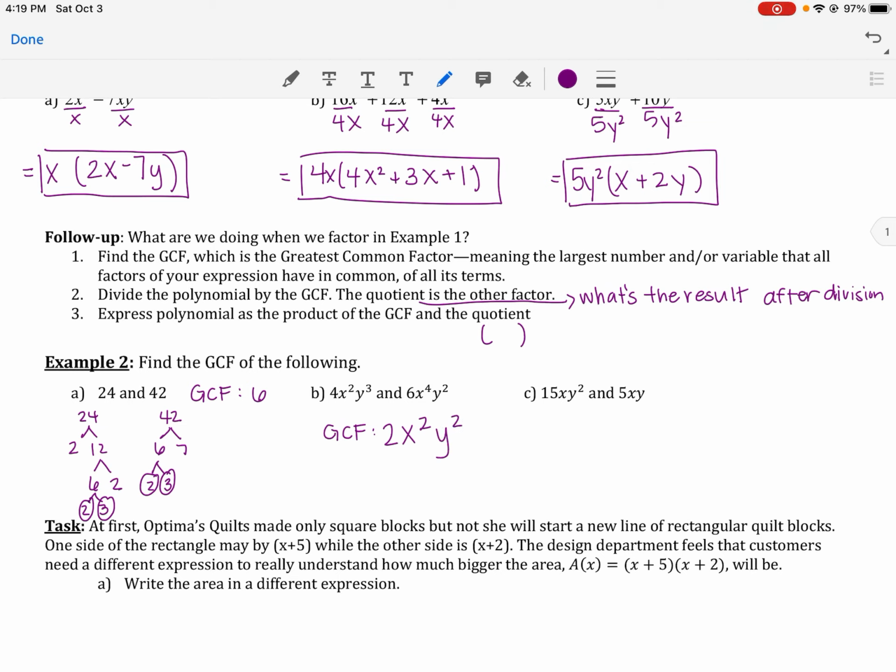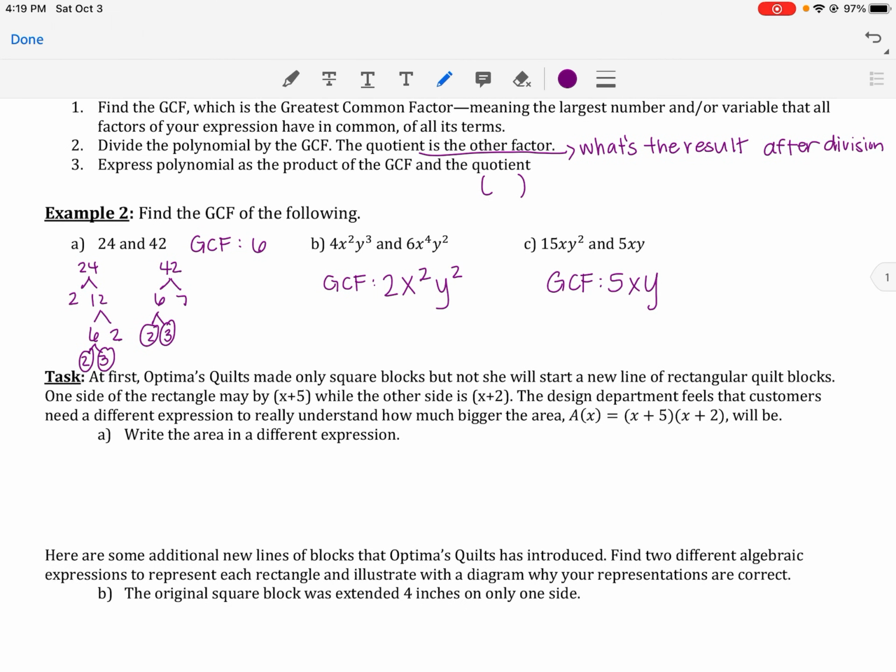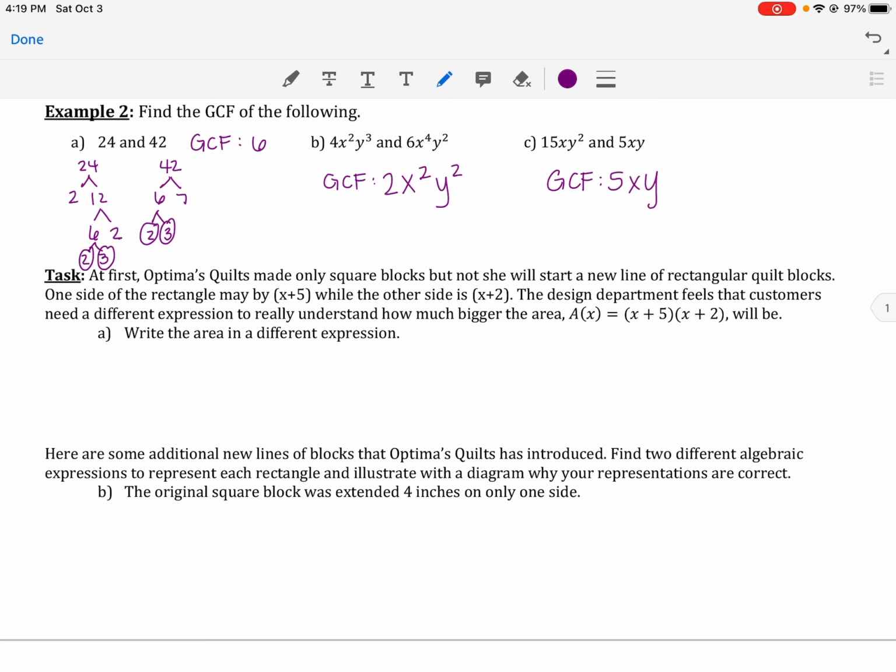This last one, 15 and 5. So the GCF is 5. You've got an x and an x, and then you've got an x squared and a y, y squared and a y, so that's just going to be y. So be aware, we do expect you to be able to recognize those GCFs. Okay, so let's actually get to the task.